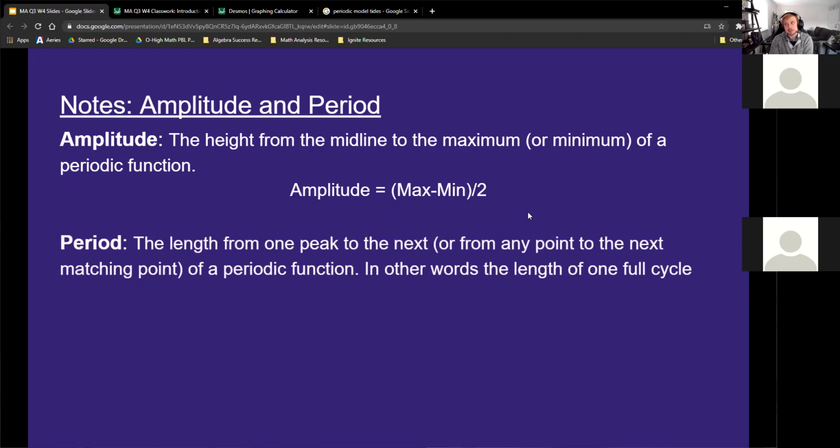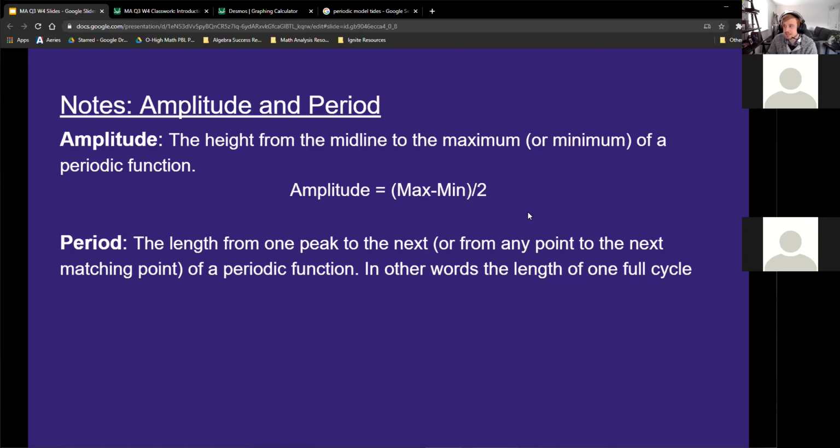All right, so now period. What is period? So period is the length from one peak to the next, or from really any point to the next matching point. So you can measure the period of a periodic function in many different ways. But it's going to be equal to the length of one full cycle, right? One full revolution, one full repetition, right?